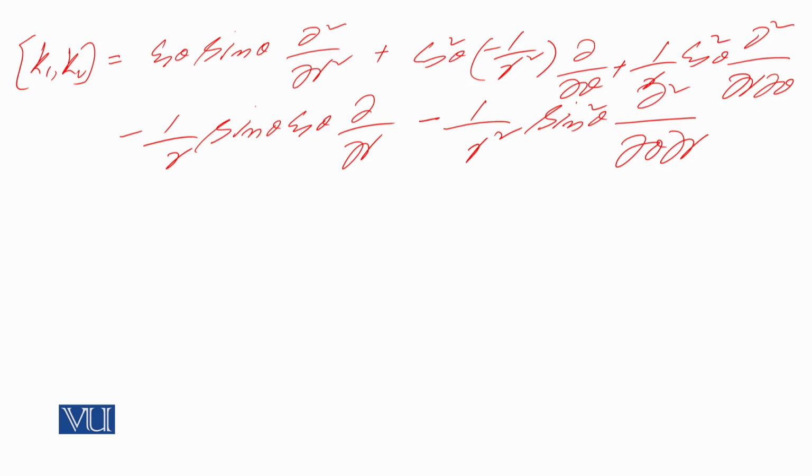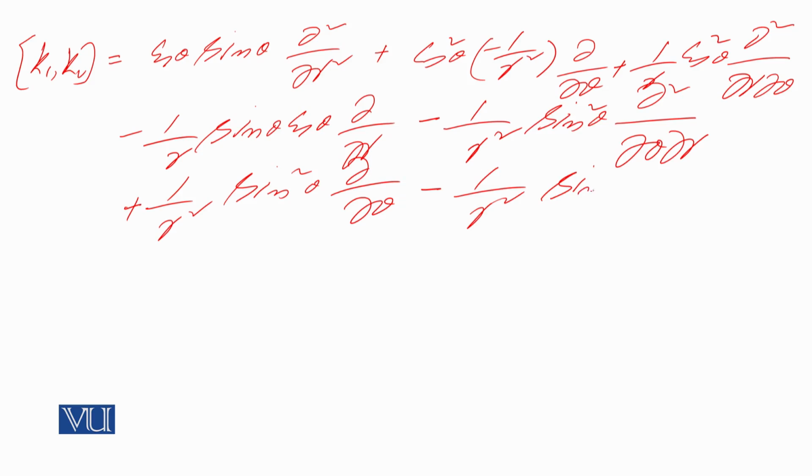written. Now we come to the second, plus 1 over r square sine square theta partial by partial theta minus 1 over r square sine theta cos theta and partial square by partial theta square.